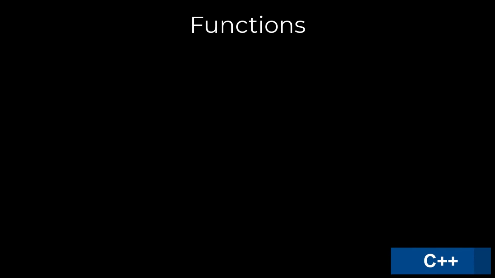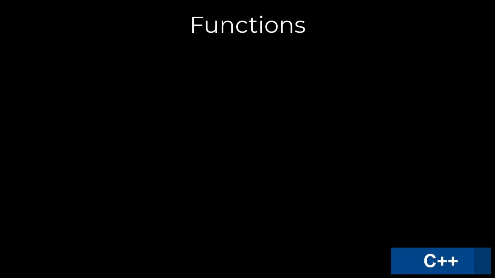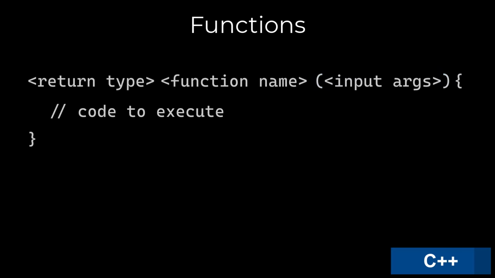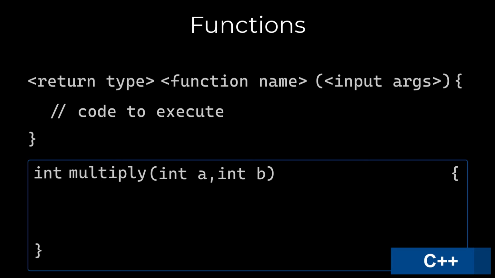Functions are another essential element of C++. You can use functions to encapsulate and reuse several lines of code. Each function has 4 basic parts: a return type, the name of the function, a group of input arguments surrounded by parentheses, and the body of the function, which contains the code that it executes, surrounded by braces. Let's define a function that multiplies 2 integers. We'll return an integer and name the function multiply. There will be 2 inputs, integers a and b. We'll denote the body of the function with braces.